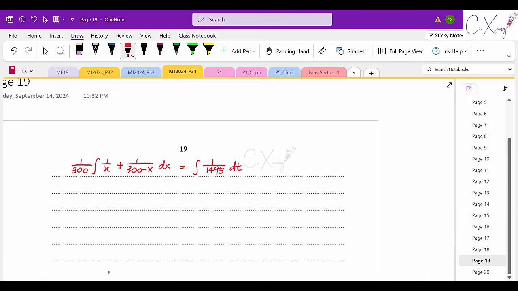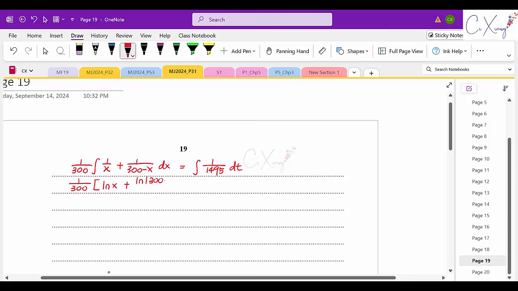So how to integrate 1 over x? To integrate 1 over x, you will have ln x. Then integrate 1 over 300 minus x, you will be having ln 300 minus x. Then you have to differentiate the thing inside the bracket. When you differentiate the thing inside the bracket, you have -1, so you have to divide by -1. Integrate the constant 1 over 1495, you'll get a t here. Don't forget about the constant term plus c.